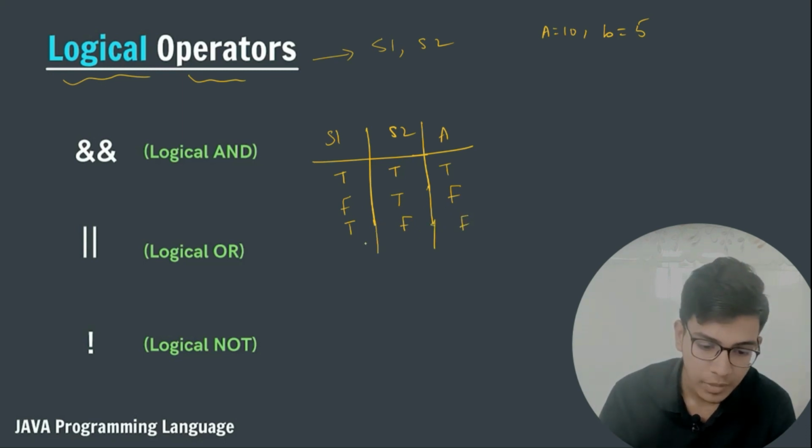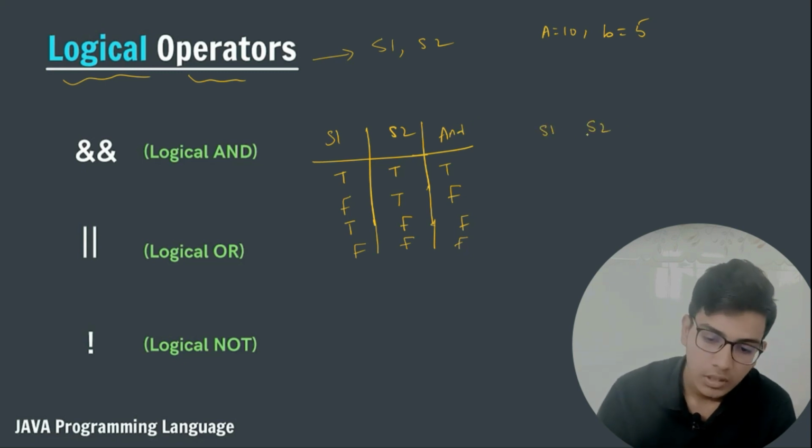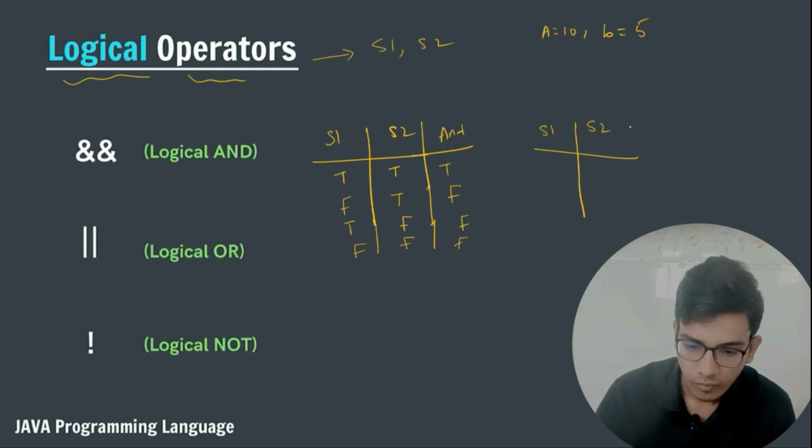If both statements are false, then it will give us false. This is and. Let us talk about or. Or is also the same: statement 1, statement 2, and or.